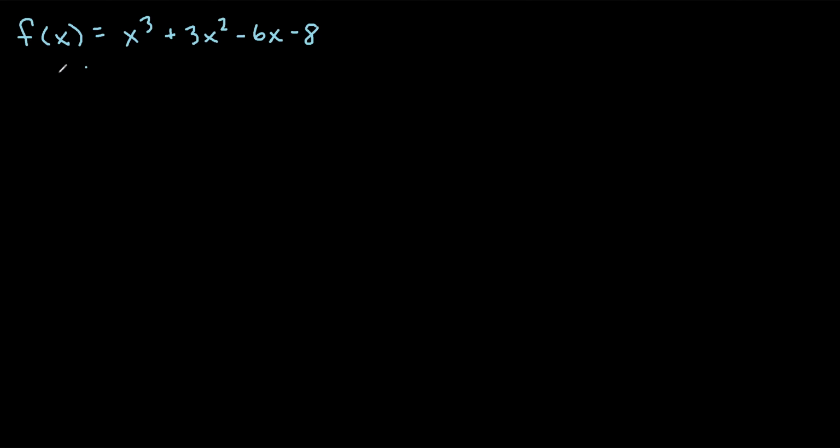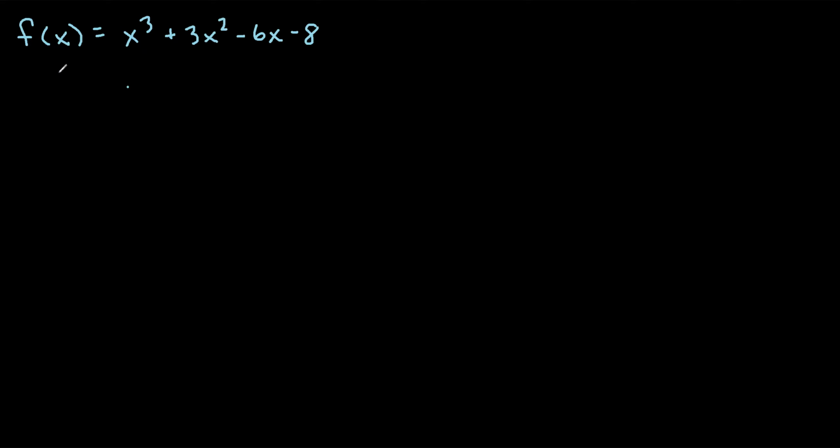In this video, we will learn how to find the zeros of a polynomial function. So let's consider this function right here: f of x equals x cubed plus 3x squared minus 6x minus 8. We want to find what numbers we can plug in for x that would make this function equal to 0. So we can use a cool little trick called the rational zero theorem.